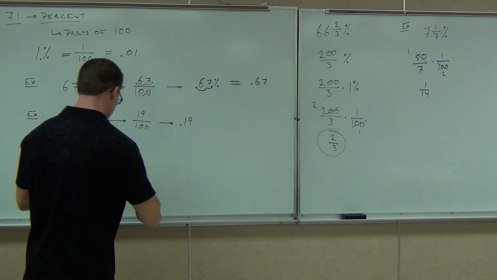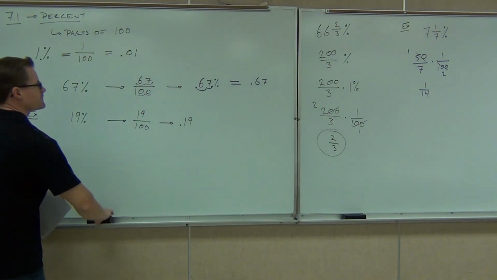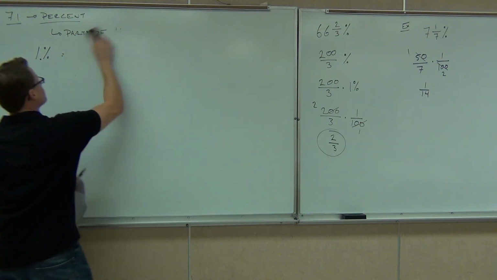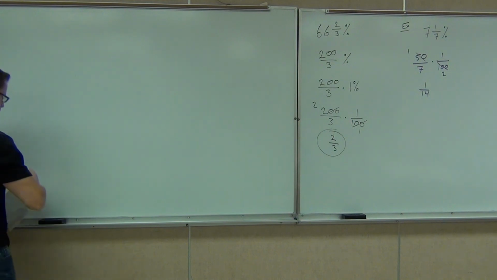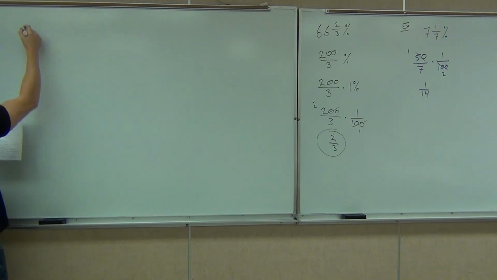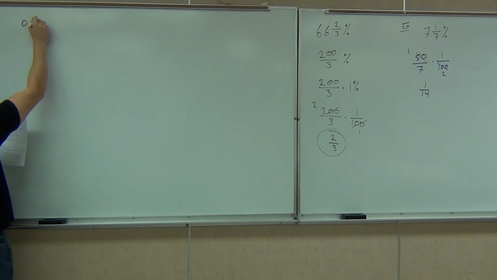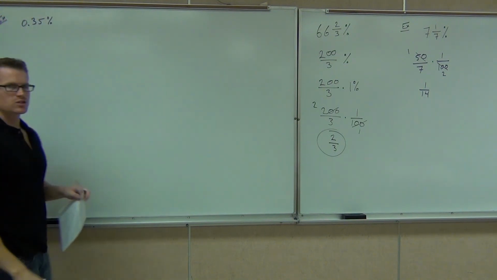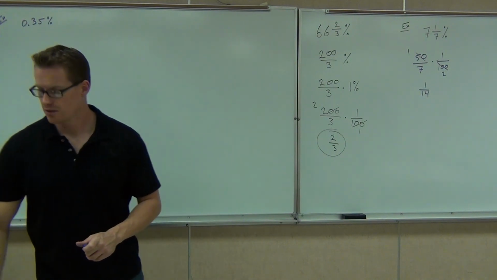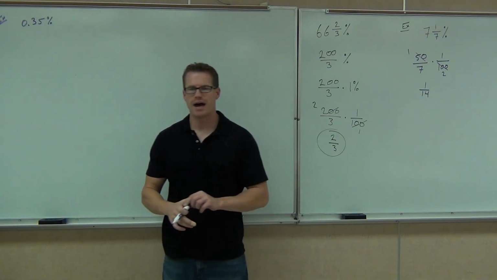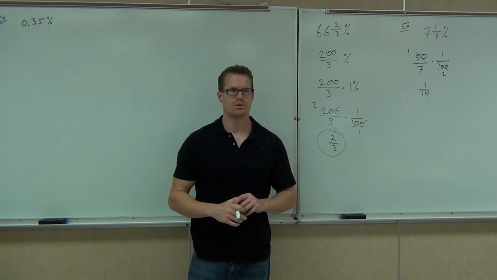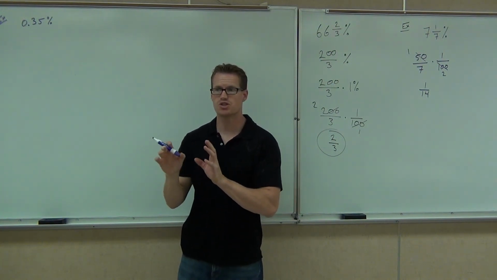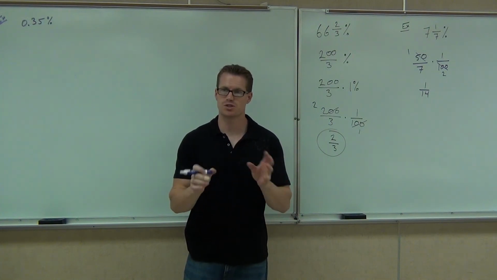Hey, how about this? What if I gave you something like, instead of these whole numbers here, what about 0.35%? Could you change that into a decimal? Because right now it has a decimal, right? But it's also a percent. Can you change it to something without a percent sign? So just a decimal all by itself.